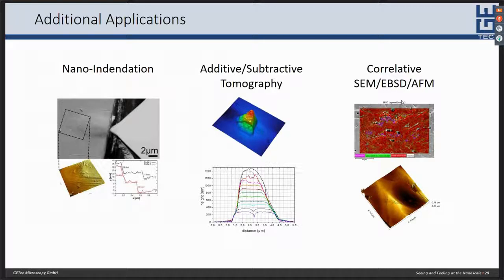Without discussing them in detail, I'd like to mention further applications of our customers, which might be exciting for some of you as well who work in a similar field. These include applications in the field of mechanics, such as nanoindentation, the analysis of micro nanostructures via additive and subtractive tomography, or if you analyze crystalline materials, the correlative SEM-EDX AFM analysis might be worth considering.